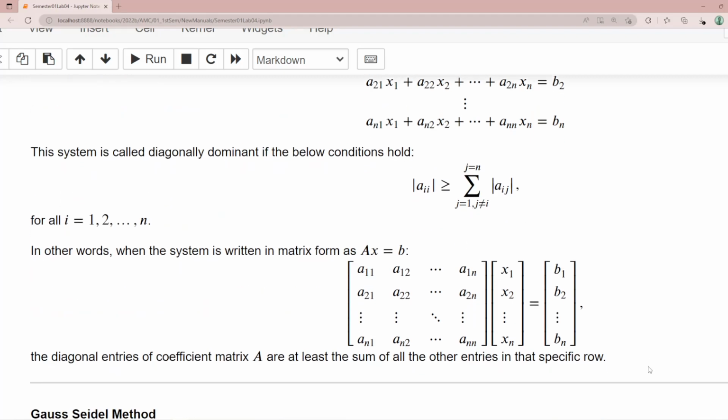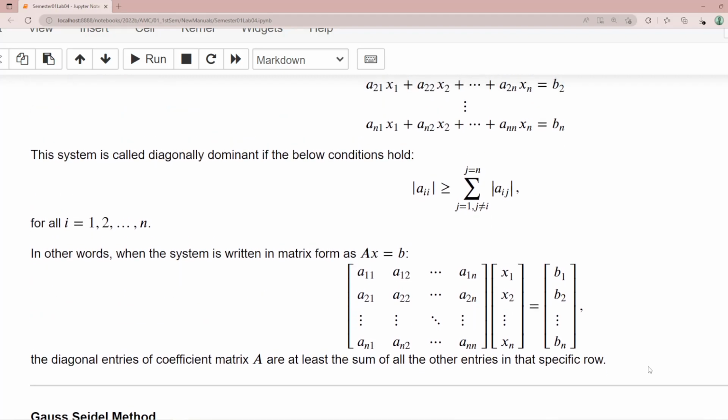In other words, if we write the system in the matrix form, the left matrix here is the coefficient matrix, this particular matrix is X, which is the variable matrix, and this is the right hand side matrix, which contains all the constant values. So in this case, for the diagonal entries, the modulus of A11 should be at least the sum of modulus of A12 plus modulus of A13 and so on up to modulus of A1n. Similar conditions should hold in all the rows.